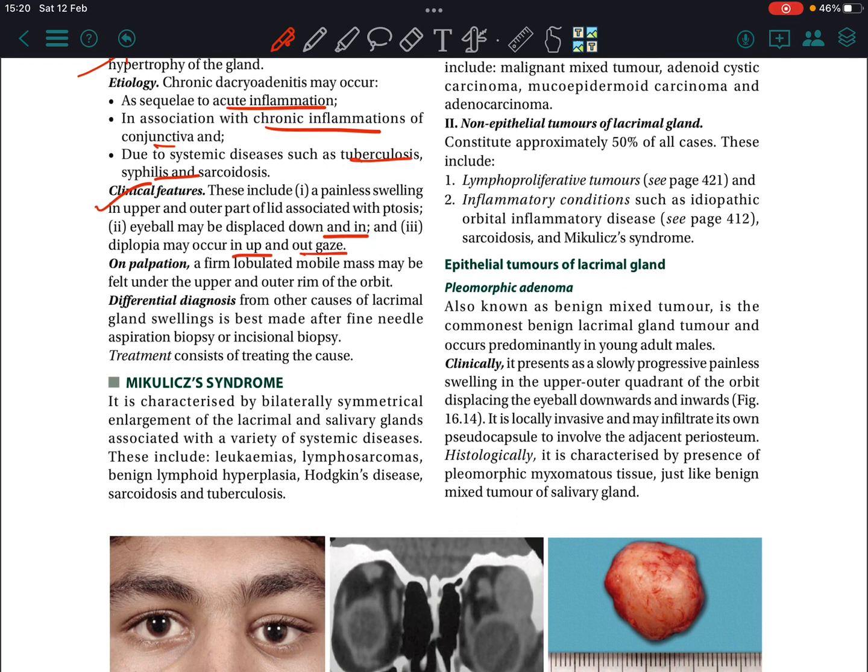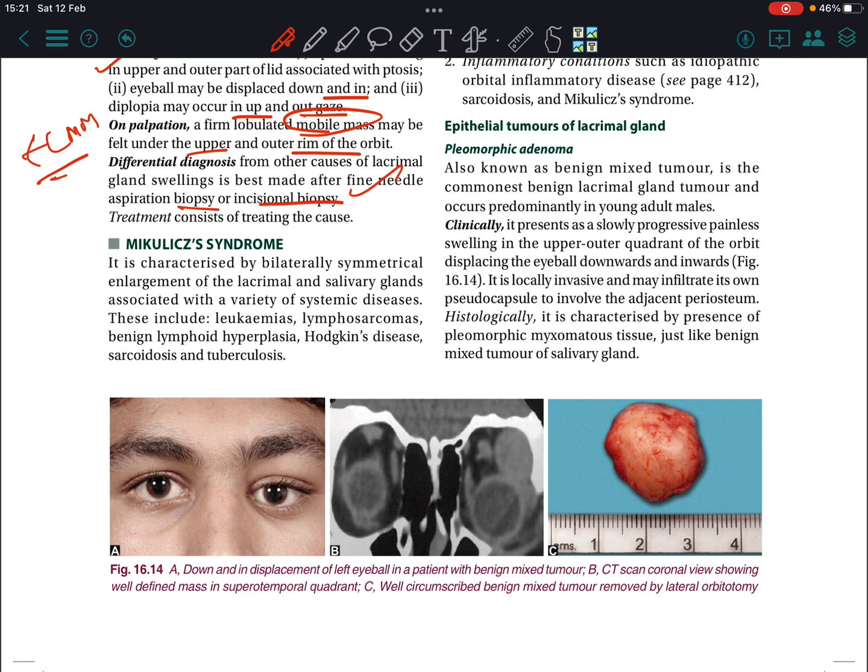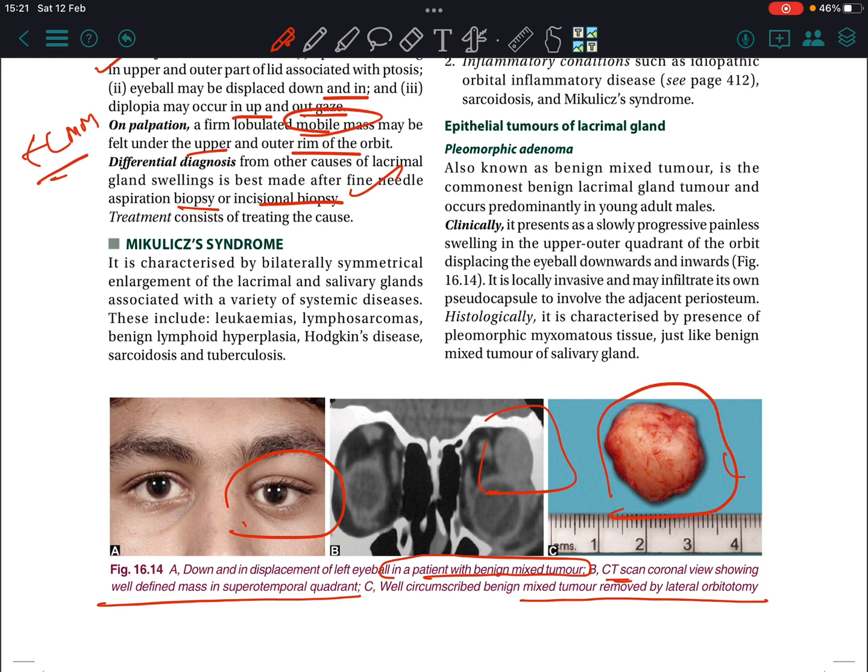On palpation, a firm, lobulated, mobile mass is felt under the upper and outer rim of the orbit. Differential diagnosis from other causes of lacrimal gland swelling is best made after fine needle aspiration biopsy or incision biopsy. Down and in displacement of the left eyeball in a patient with benign mixed tumor. CT scan showing a well-defined mass of the supertemporal quadrant. Then the well-circumscribed benign mixed tumor is removed by lateral orbitotomy.